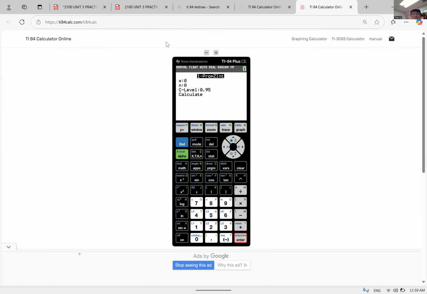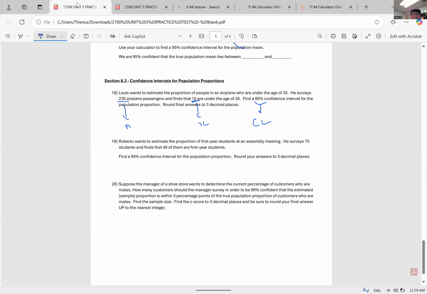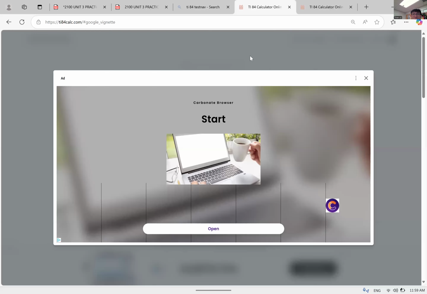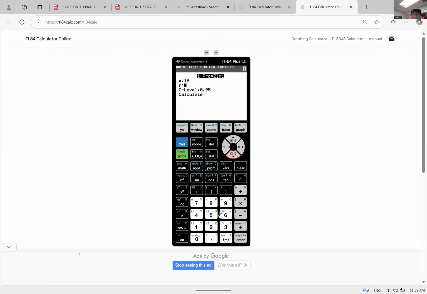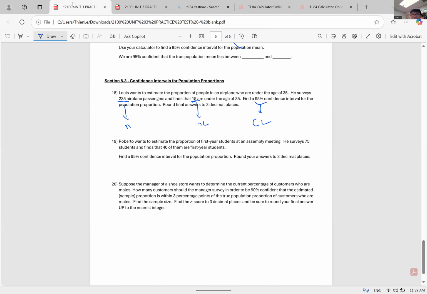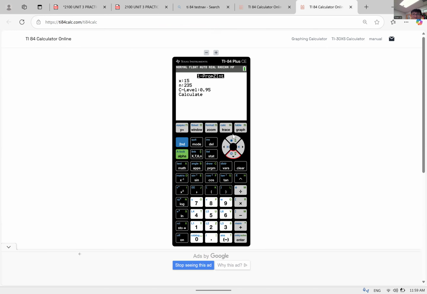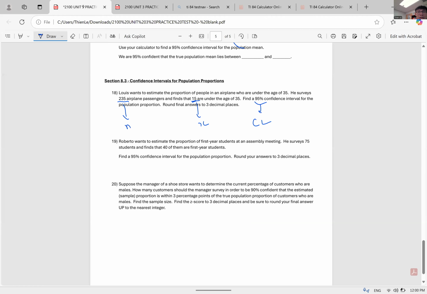Your X is 15. Your N, the number of people you surveyed, is 235. And you want 95% again. Enter. So you get 0.033, 0.095, okay. 0.033, right? 0.095, okay.